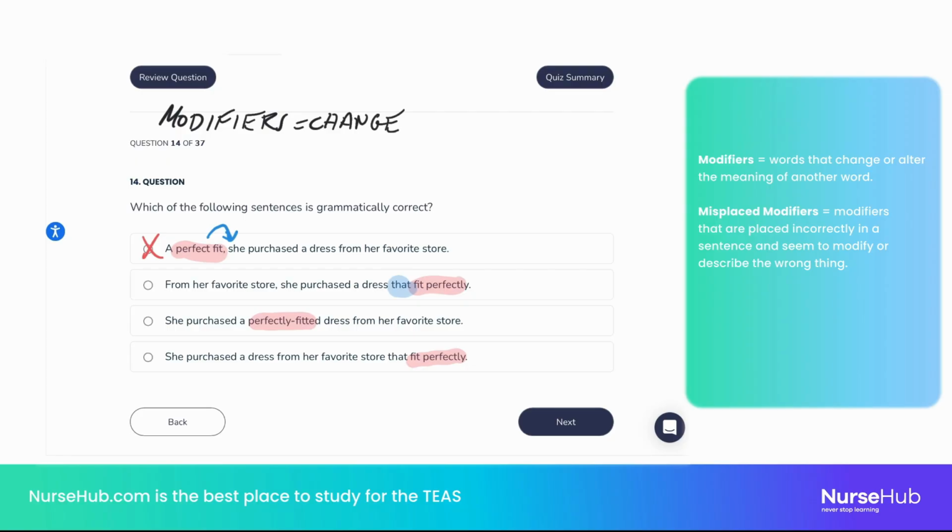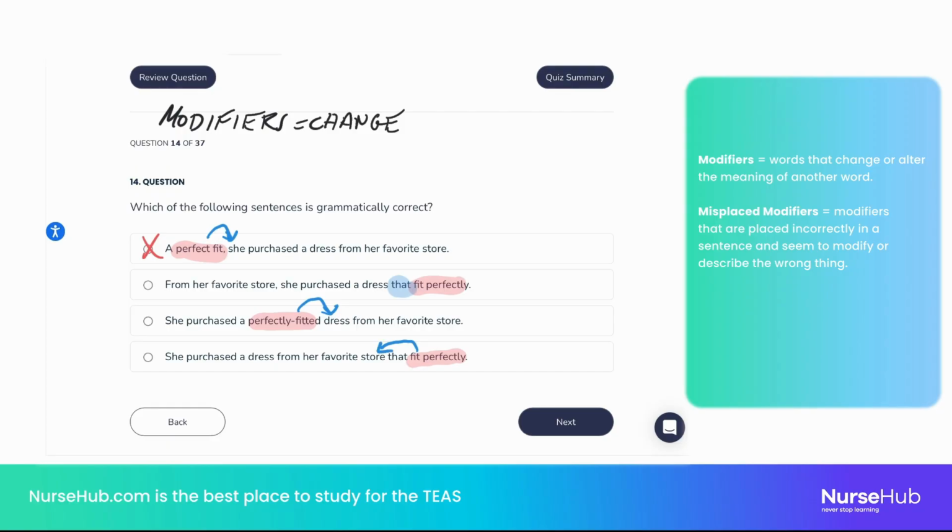She purchased a perfectly fitted dress from her favorite store. Ooh, this one's promising. It is right next to it, directly next to it. All right, so this one looks good. Honestly, it looks better than number 2. And finally, number 4, she purchased a dress from her favorite store that fit perfectly. So this makes it look like the store fit perfectly. I'm not sure if you ever try to try on a store. Doesn't really work that way.